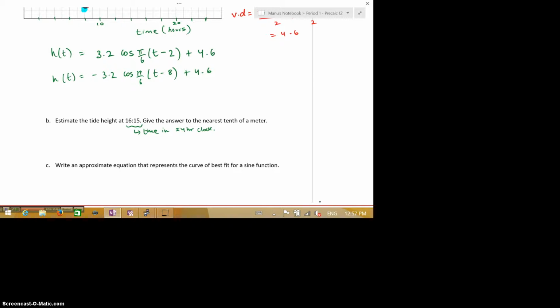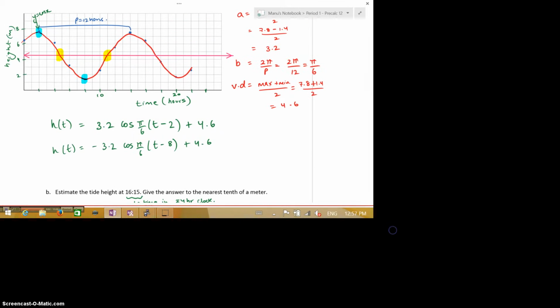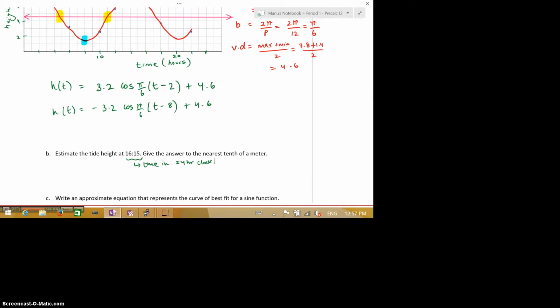4:15 in the evening. Now, is our graph written in terms of time or is it written in terms of hours after midnight? Hours after midnight. So before I can start evaluating it, I want to convert it into a more relevant number. So 4:15 in the afternoon is how many hours after midnight? Yep.